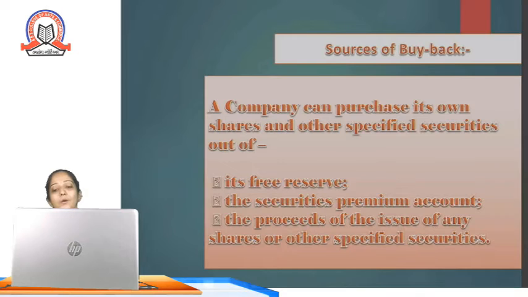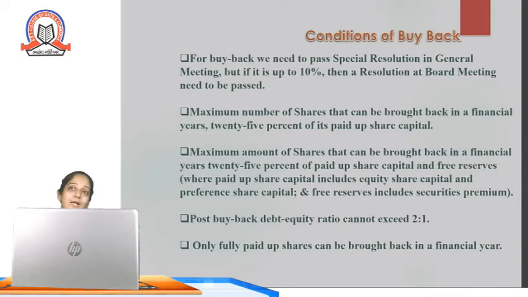Now what are the pre-requirements, that is, what are the various conditions a company is supposed to fulfill before going for the buyback? Number 1, we have to take the prior permission from the shareholders by passing a special resolution in the general meeting, and if the buyback is less than or up to 10% of the capital, then the resolution can be passed in the board meeting of the board of directors.